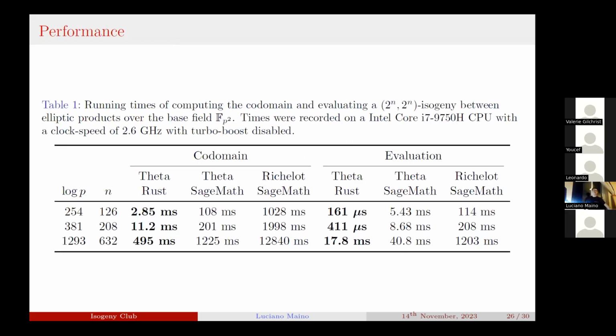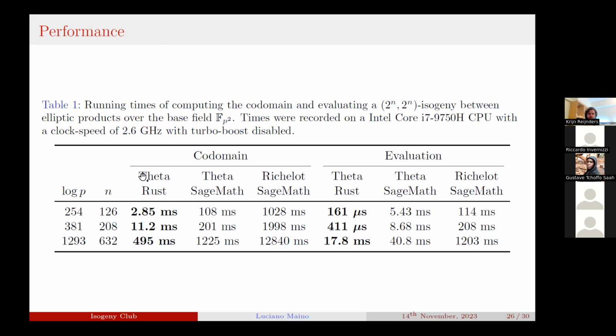Now let's address the elephant in the room and give some concrete timings. These are some running times of computing the codomain and evaluating 2^n isogenies between elliptic products, done over Fp squared. The times are recorded on an Intel Core i7 with a clock speed of 2.6 gigahertz, and the turbo boost was disabled, which means that we have a slowdown. If you use the turbo boost, then roughly all the timings will be halved.